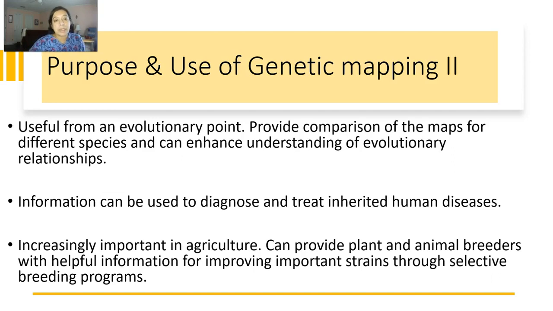It also helps us find new information on how to diagnose and treat inherited human diseases, and helps us find genes that are linked to diseases based on what comes up in different populations. It's very important in agriculture because it provides plant and animal breeders information on how they can improve their strains or their particular product in their selective breeding programs.